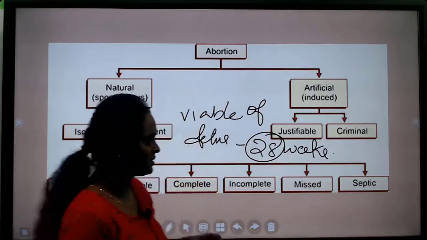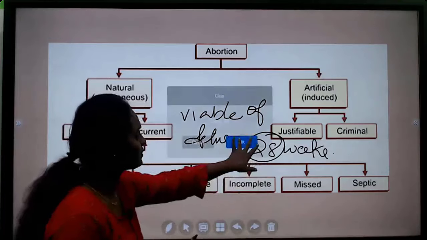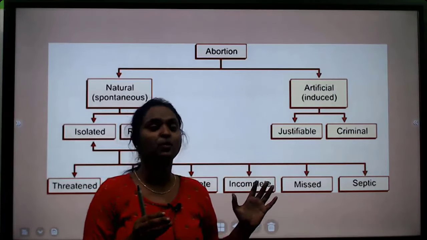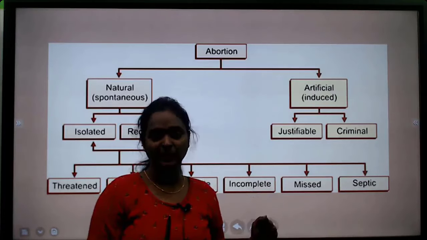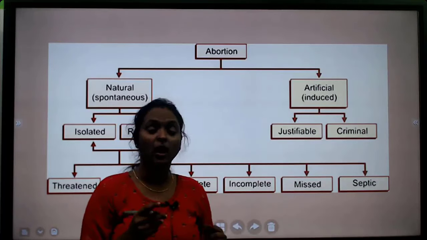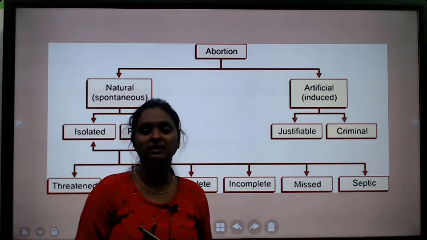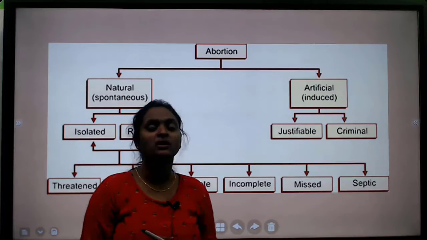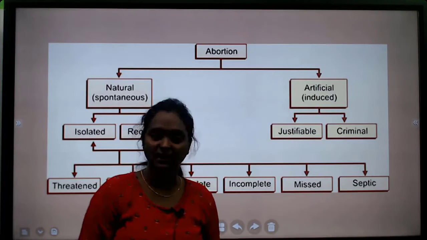Clear? These are very important points, previously asked in the exam. During which trimester do abortions mostly take place? The first trimester. And later in pregnancy, abortion happens because of the incompetent cervix.